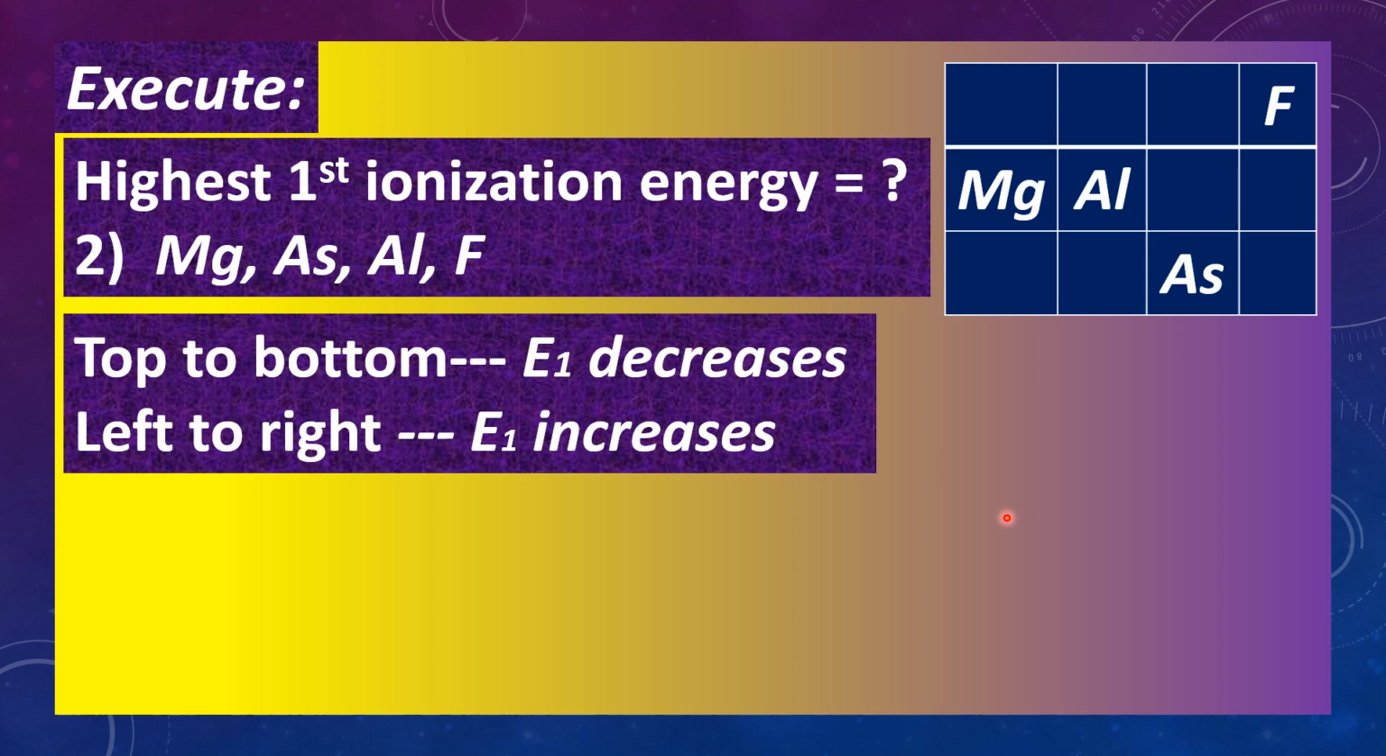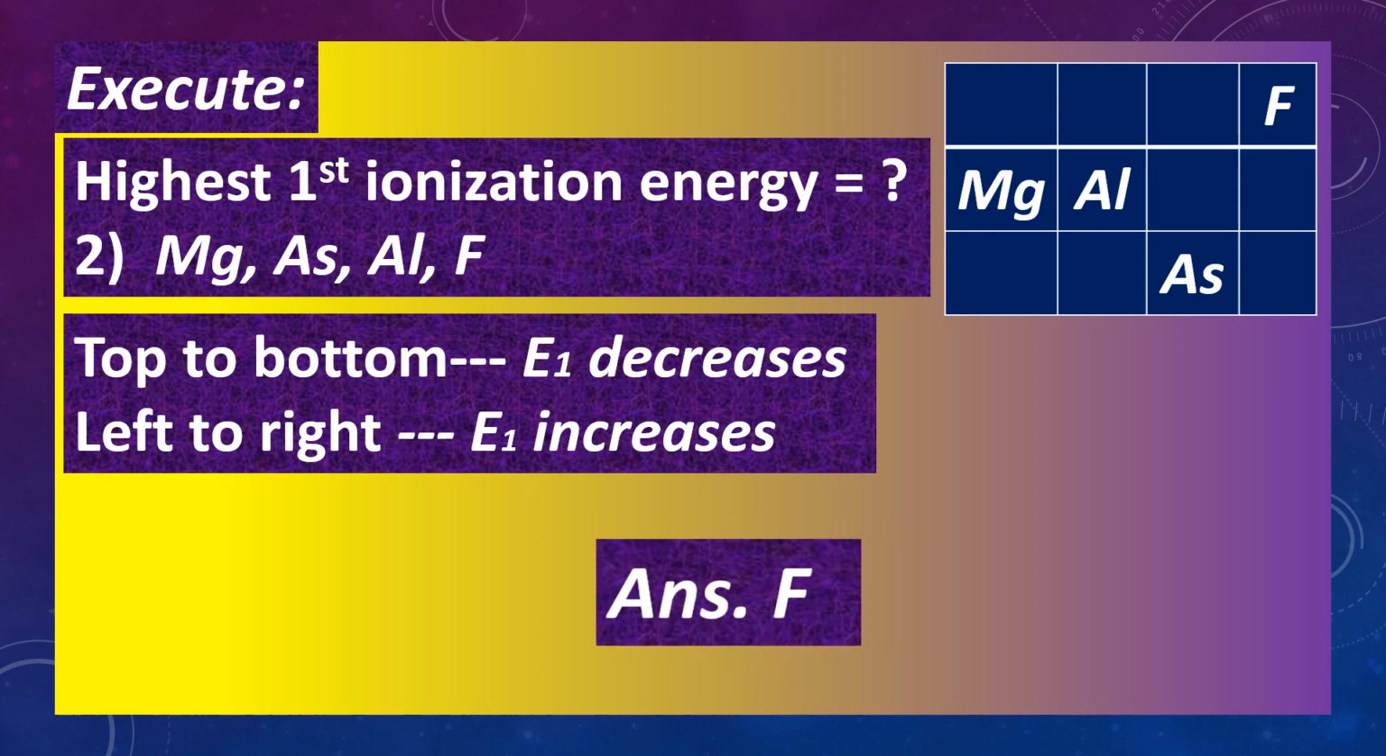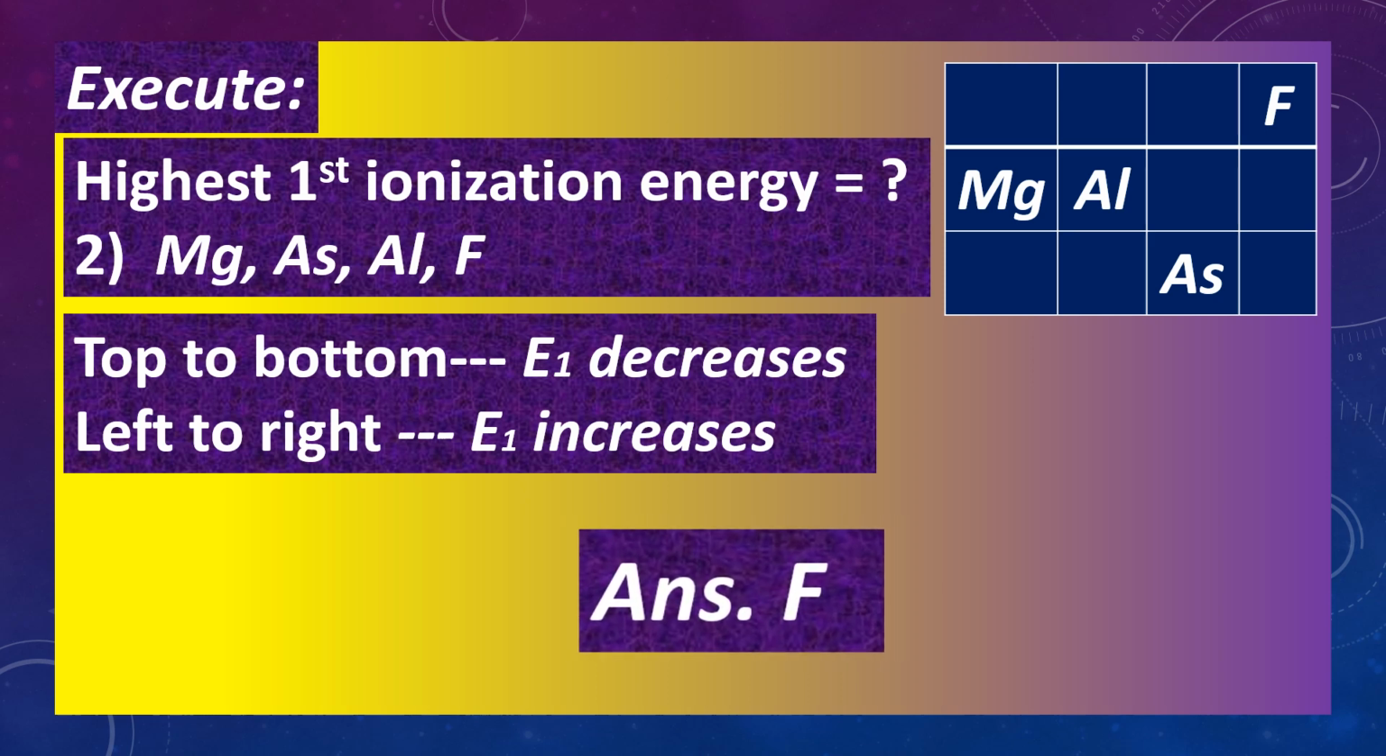And since our rule for the first ionization energy is that it decreases from top to bottom and increases from left to right, it is pretty obvious that the element with the highest first ionization energy is no other than fluorine.